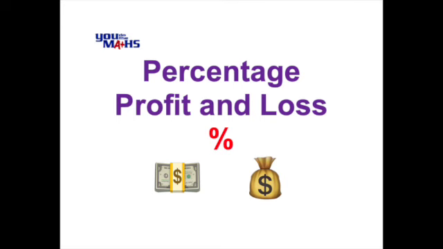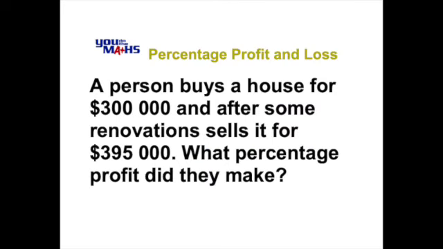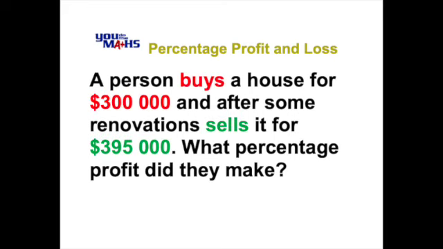Now, in this first example, we've got a person who purchases a house for $300,000 and then sells it for $395,000. So the extra money that applies there is called a profit. The person sells it for more than what they bought it for, so they've made some money.